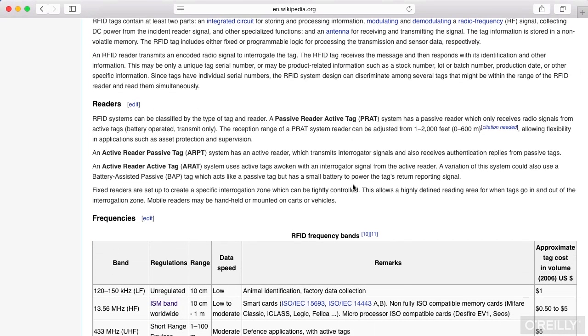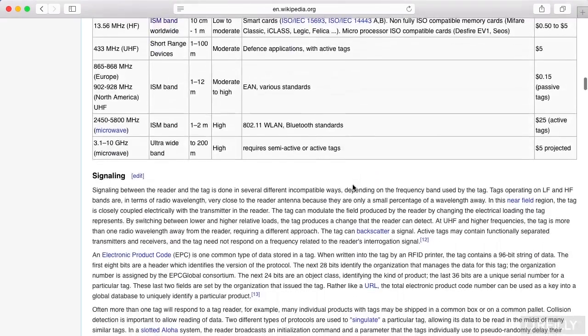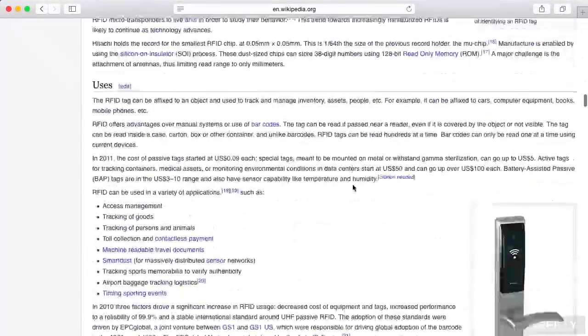So you could have a passive reader and an active tag, meaning the reader doesn't really do much of anything other than sit there and listen, waiting for tags to send data to them. You could have an active reader and a passive tag, meaning that the active reader is actually sending a signal and the tag is not doing anything until it actually picks up that electromagnetic signal from the reader. You could also, of course, have an active reader and an active tag, meaning the tag is actually powered as well. So there are a lot of different uses.